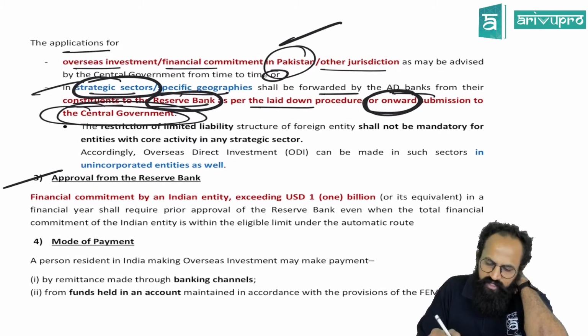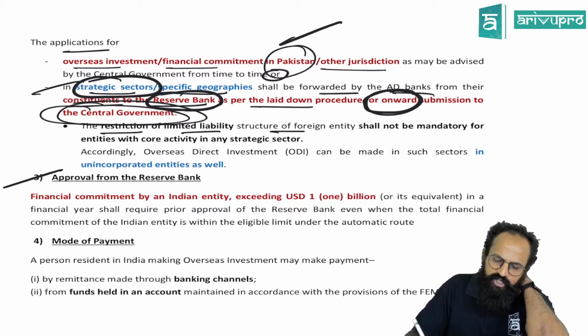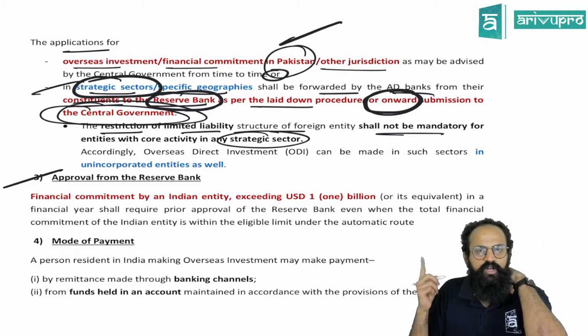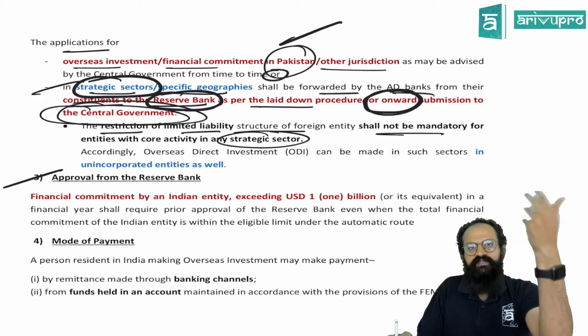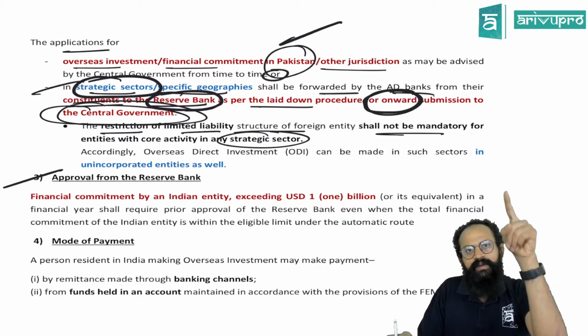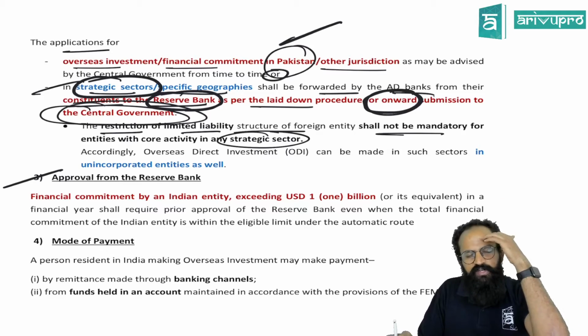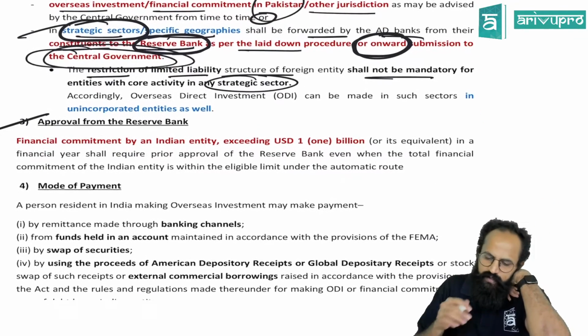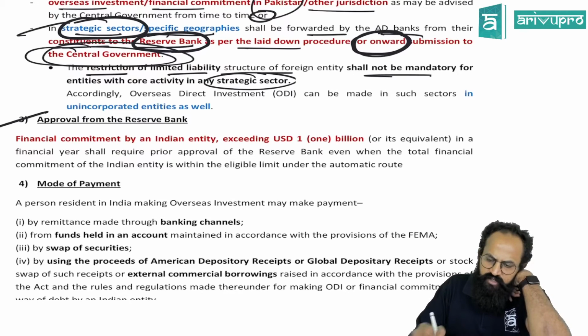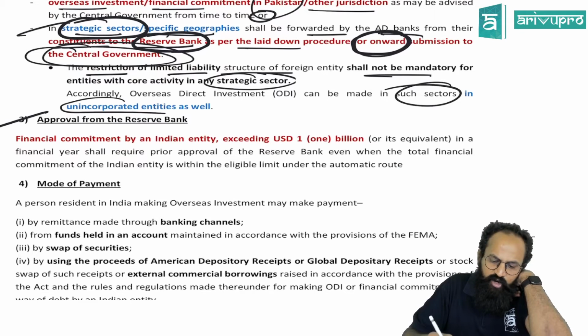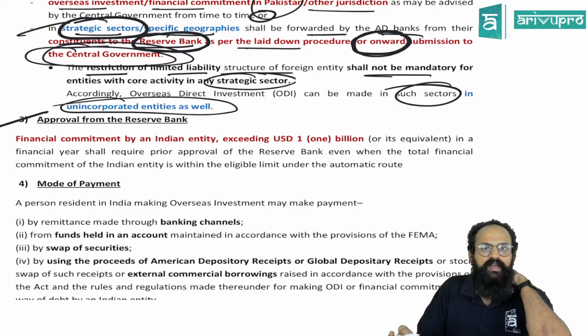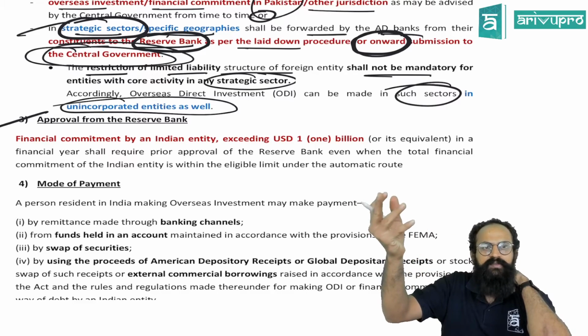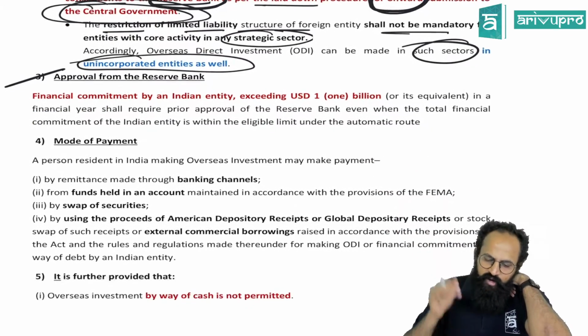Is that clear? Sir, the restriction of limited liability structure of foreign entity shall not be mandatory for entities involved in strategic sector. We already saw that. Generally, people, you can invest only in limited liability. But unlimited liability is also okay if you're investing into strategic sectors. That's the reason they're telling you, if you're making investment in such sectors, even unincorporated entities are okay. Meaning, people, even if you're investing in a partnership abroad, it is okay. We don't mind.